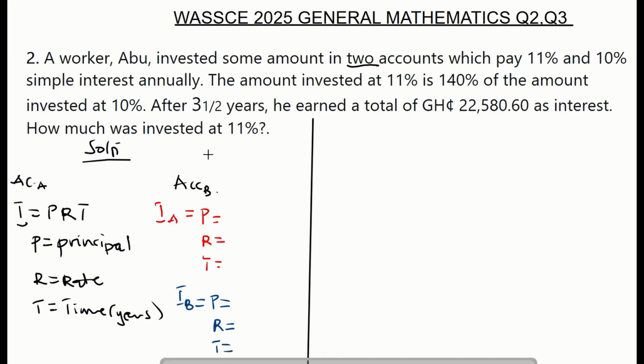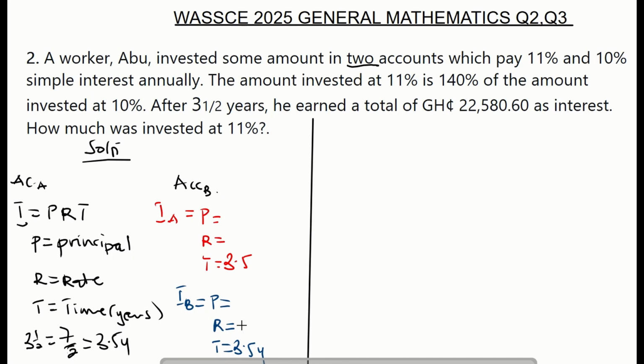But from the question we know that the time is the same for both accounts. So this is 3.5 years, which is the same as 7/2. So 3.5 years is for both. Here my time is 3.5 years, and here as well, my time is 3.5 years.